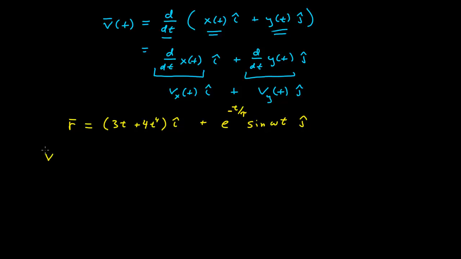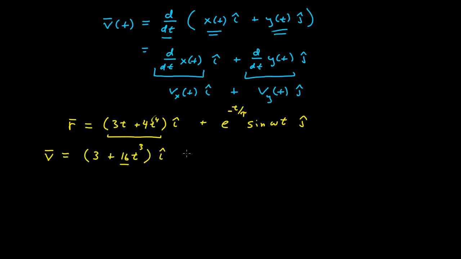My velocity then, I just differentiate each one separately. So the derivative of my polynomial gives me 3 t to the 1, where the 1 comes down, then gives me t to the 0, which is just 1, plus 16 t cubed. The 4 comes down to multiply by 4 to give me 16. 4 minus 1 is 3. And so that's i hat.